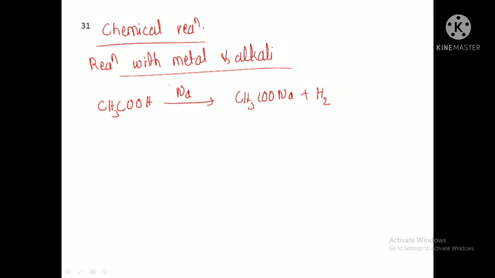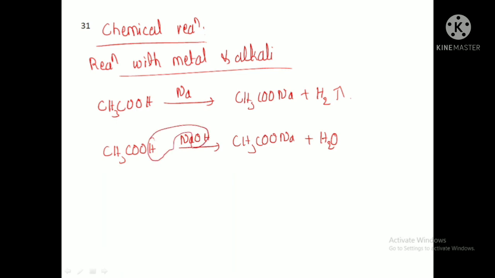This is not a balanced reaction, you should balance this. Sodium acetate will be formed and hydrogen gas will be liberated. In the same way, if you treat CH3COOH acetic acid with NaOH alkali, it will form sodium acetate, CH3COONa, plus water, H2O. H2O will be removed and Na will attach to this one to form sodium acetate. So this is the reaction of acid with metal and alkali.